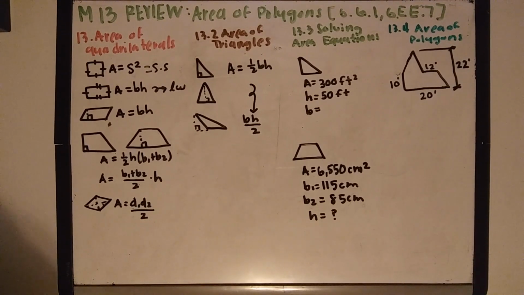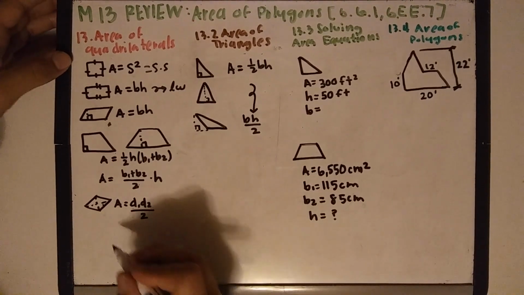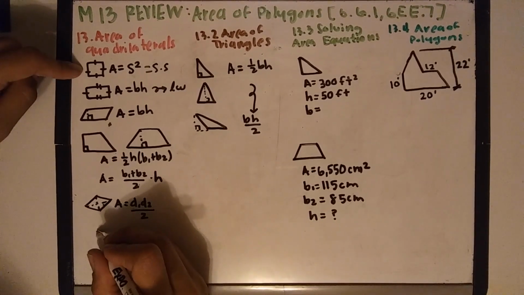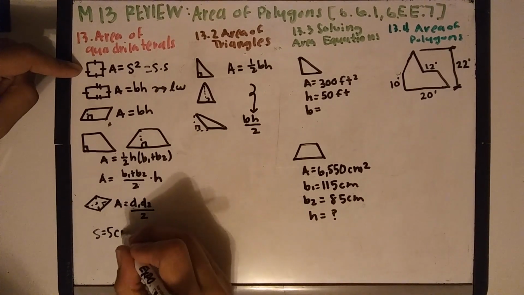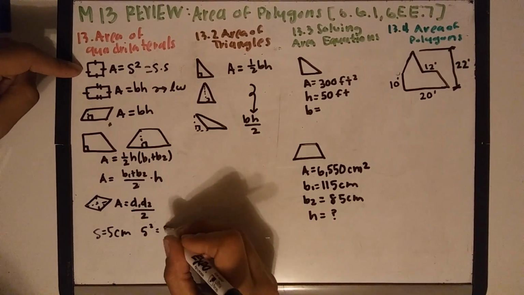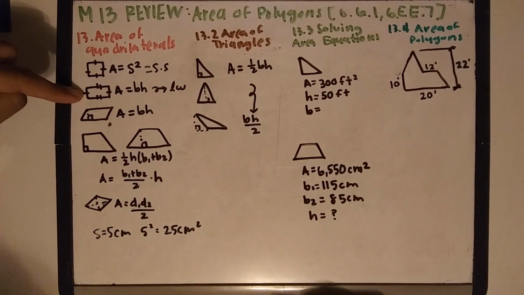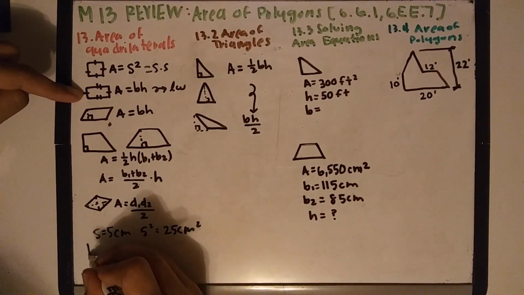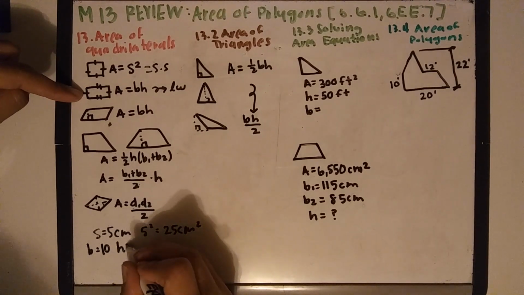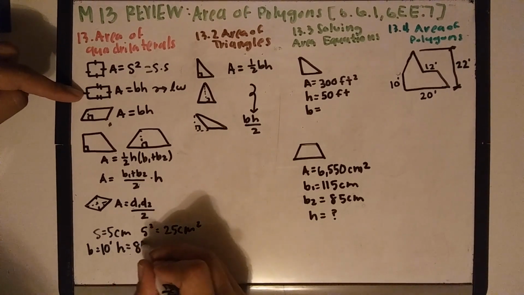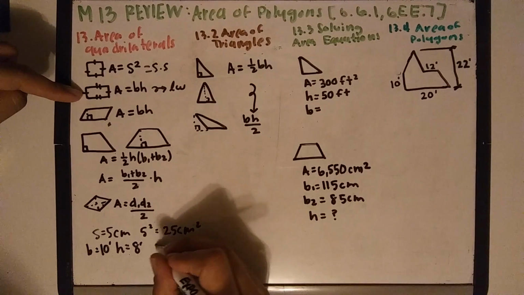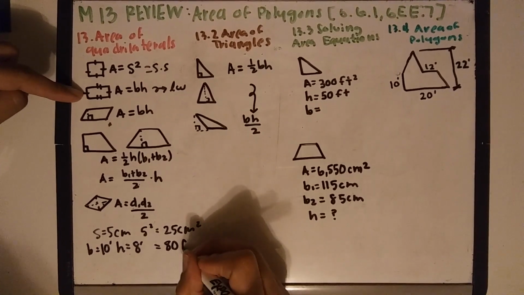Okay, so let me go ahead and do one for each one of them, and then we'll go to the next one. So imagine there's a square. We have one that has a side of 5 centimeters. So you go 5 squared, which is 25. So 25 square centimeters will be the area for the square. If we do a rectangle and we say that the base of the rectangle is 10 feet and the height is 8 feet, base times height is 80, so the area will be 80 square feet.